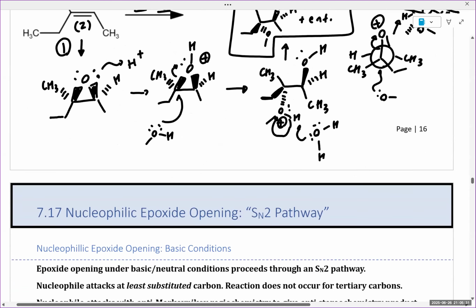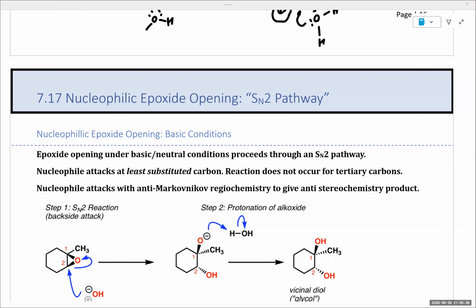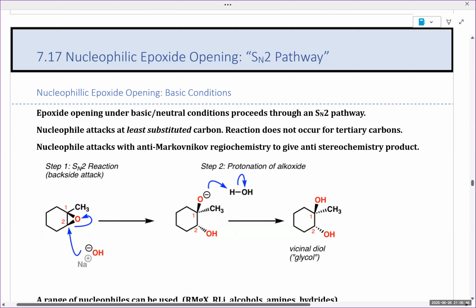Okay, let's keep going now. And let's talk a little bit about nucleophilic epoxide opening, commonly referred to as the SN2 pathway. So nucleophilic epoxide opening under basic neutral conditions proceeds through what's known as an SN2 pathway.